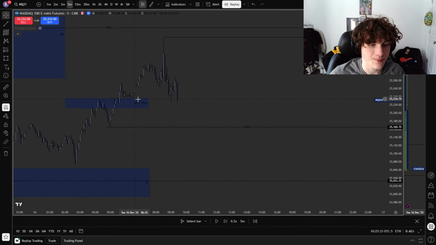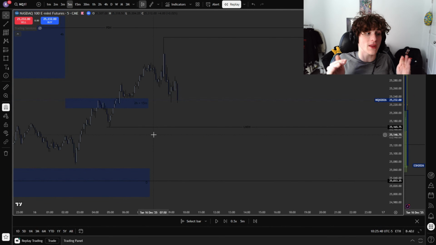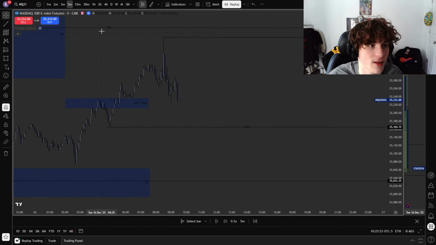I want to see, now that we're holding this gap, 2 hour 15-minute, I want to see this get held, okay? Maybe an SMT somewhere here, maybe taking out these lows but still holding the gaps. That was the only thing that could have made this better, and it was still A+ as fuck to me, okay?